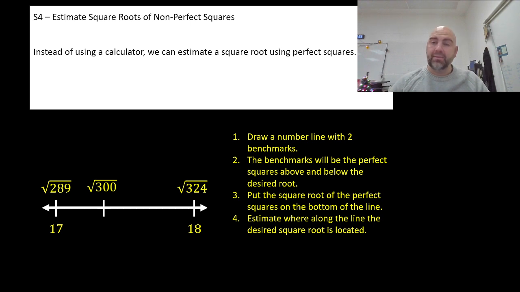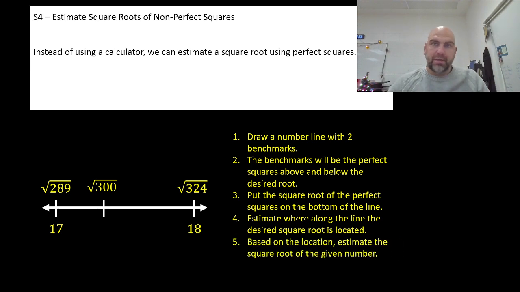Now this is where the estimating part comes in. We have good benchmarks, so now we can estimate where we think it's going to be. Your answer should be somewhere between 17 and 18. Based on this location, estimate the square root of the given number. I'm going to always ask that you give one decimal place more than the square roots that you have. So 17 and 18 means it should be 17 point something, and I'm going to say about 17.4. If you said 17.3, that would totally work as well. That gives us a good estimate of the answer.